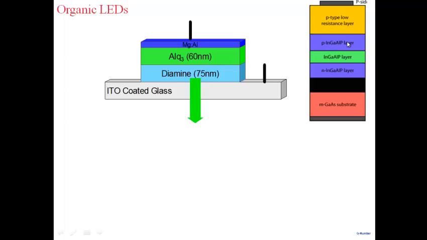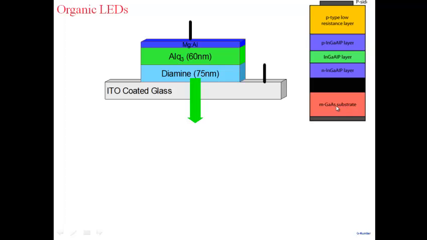So here is an example of an inorganic LED. There's a big mismatch between the colors on this laptop and the old projector. This color is actually green on my screen, and it's looking like a yellow. All right. Anyway, this is the conventional inorganic LED, which is made on a gallium arsenide substrate.